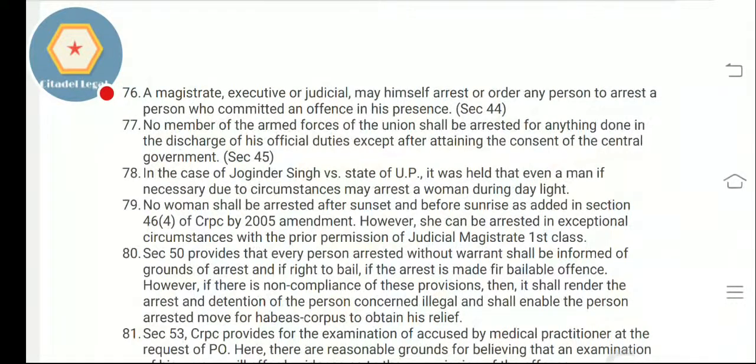Remember this phrase: anything done in the discharge of his official duties. If, in the execution of his official duties, he fires shots at a violent mob and some people die, then also he cannot be arrested because he is executing his official duties. So, in discharge of his official duties, except after obtaining the consent of the central government. This has been provided in 45.